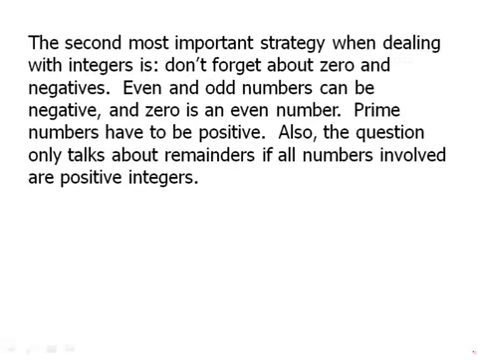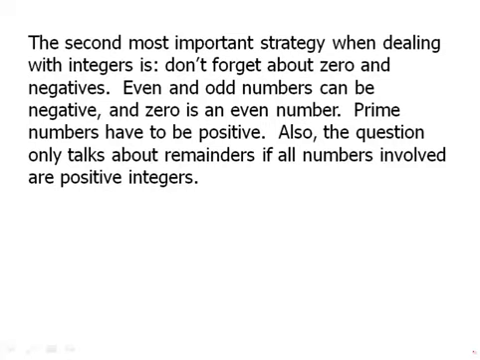The second most important strategy when dealing with integers is don't forget about zeros and negatives. People sometimes just get positive happy. They hear the word number and they think, oh, number has to be 1, 2, 3, 4, 5, numbers like that. They forget about negatives, they forget about zero, fractions, decimals, etc. You always have to think about all possible categories of numbers. So even if you're told it's an integer, it could be zero, it could be negative.